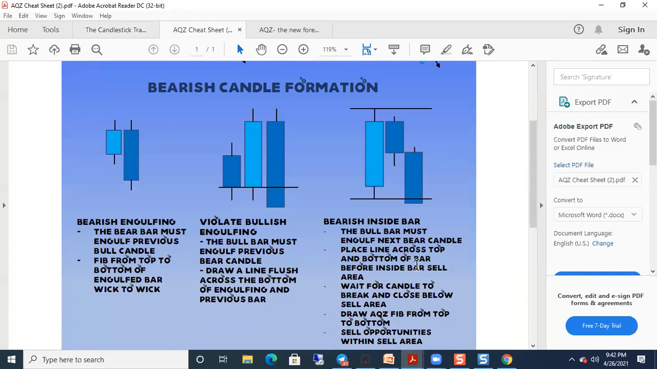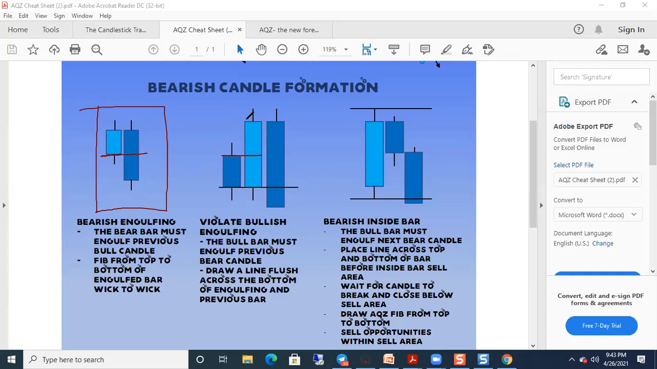So when we discuss AQZ, we're looking at basically engulfers. That's what we're looking for, engulfers. Now remember, the engulfers can either be the normal engulfing or the inside bar, right? So in this case, the first candlestick pattern you have here is a bearish engulfing candle, and the bear candle dominates the bullish candle, right? Now, here we have a bullish engulfing telling us that buyers are in control.